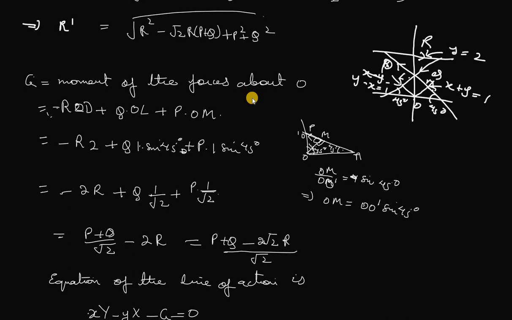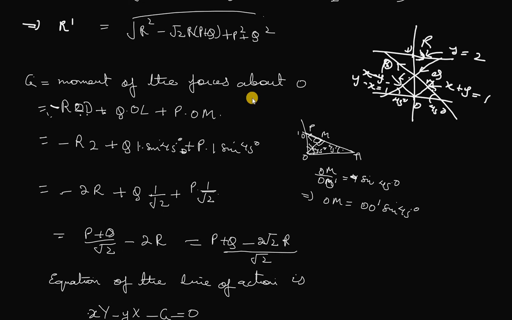So the moment of the force about O is the product of the force into its perpendicular distance from that point O. So here, as you can see, minus R into OD. Since this force R is moving in the clockwise direction, you have to put a negative sign here, that is minus R into its perpendicular distance. What is the perpendicular distance of this force R from O? It is OD, and it is equal to 2 units plus this cubed. What is this force cubed?